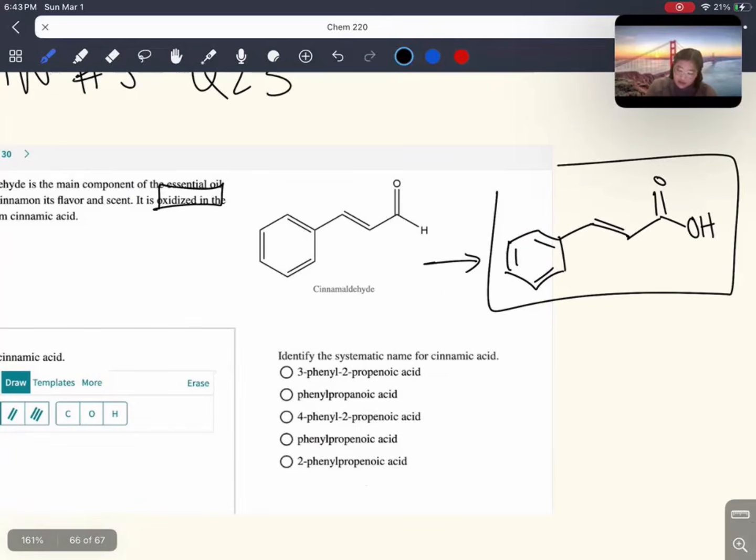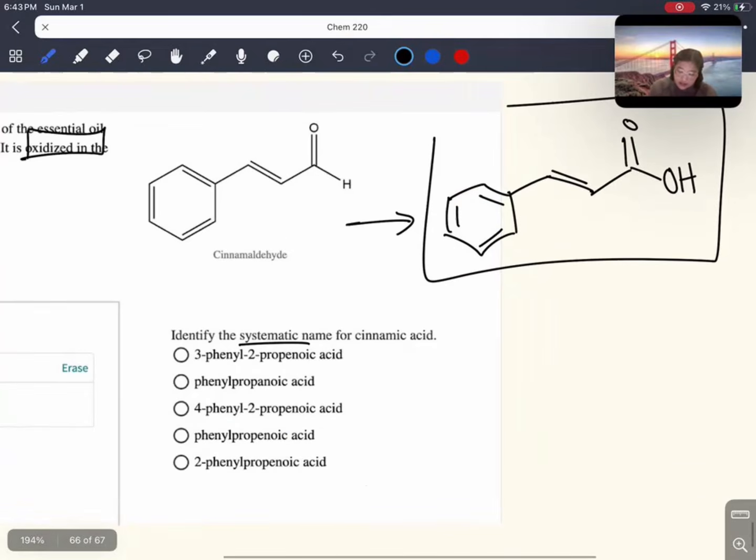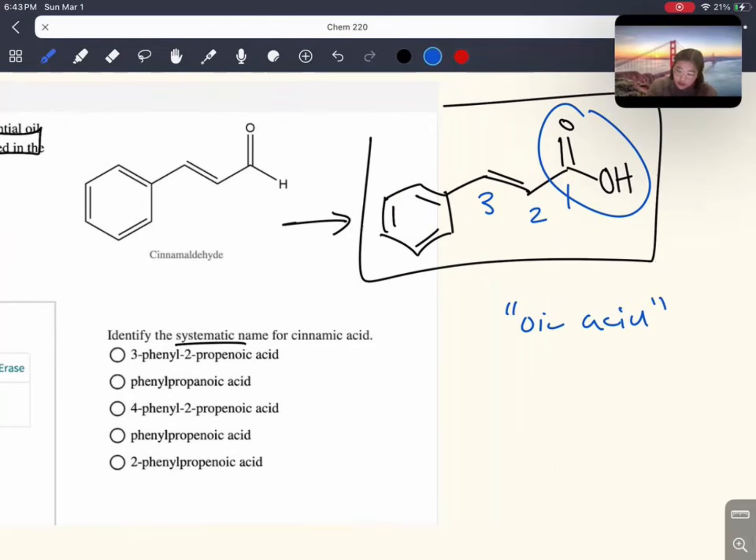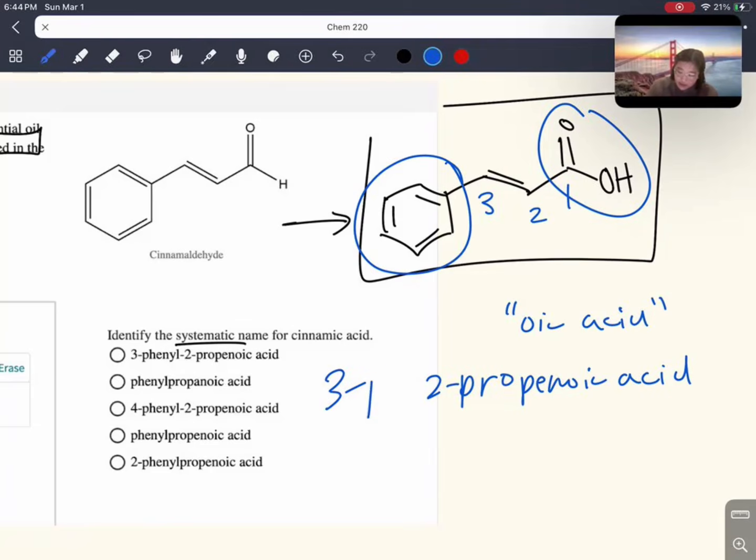And then we have to identify the systematic name. The parent group is going to be your aldehyde, so we know that the ending suffix is going to be oic acid. And we know that the parent chain is 3 carbons long. Since there's an alkene on carbon 2, it's 2-propenoic acid. And then on carbon 3, we have a phenyl group. So 3-phenyl-2-propenoic acid. This would be our answer.